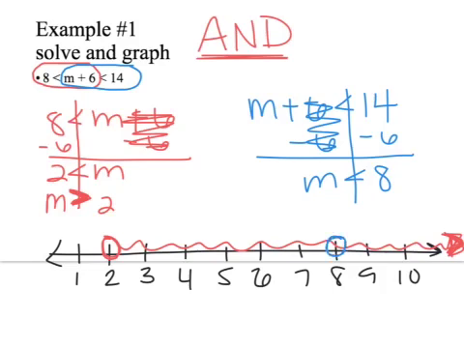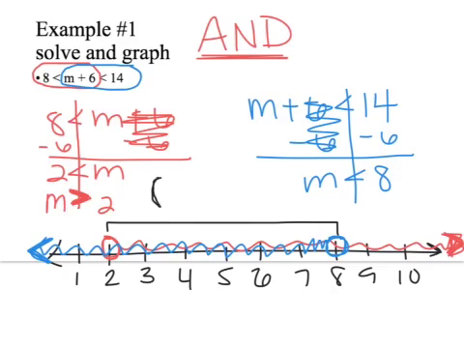Alright, m is less than 8. I'm going to have an open circle above the 8. Less than goes to the left. Also, my inequality is pointing to the left, so I'm going to draw my arrow on my graph pointing to the left. So the answer here is just this middle chunk, in between 2 and 8. When I write that in interval form, I'll have a parenthesis because I have an open circle at 2, and 8, and a parenthesis because I have an open circle. If I had a closed circle, I would use a bracket.